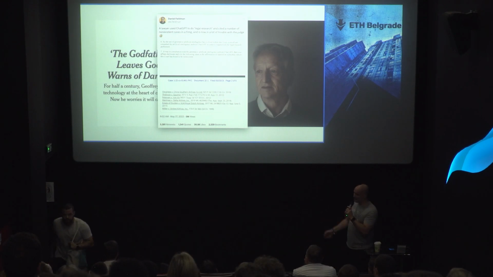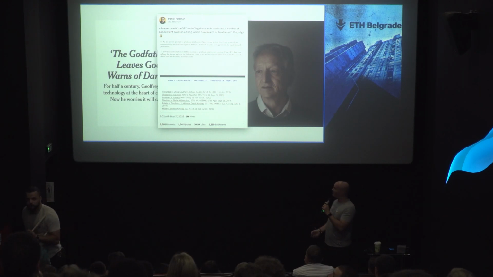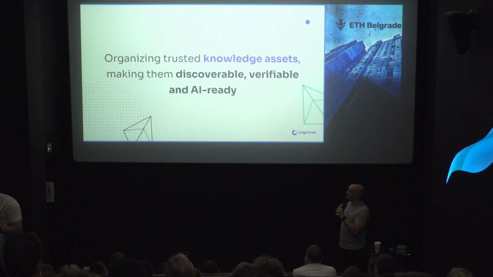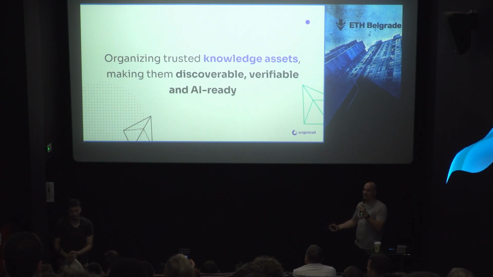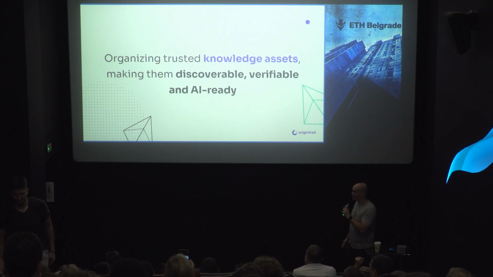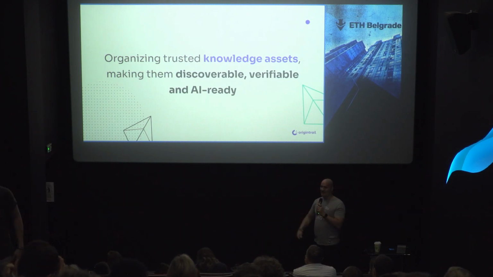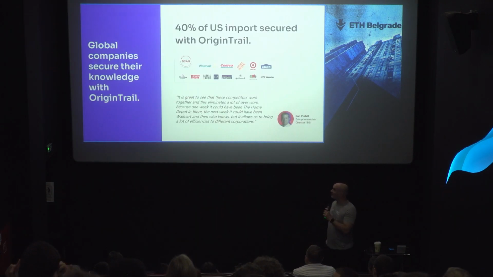So basically what we're trying to tackle is the problem of misinformation. The mission statement of OriginTrail is really to organize trusted knowledge, or what we call knowledge assets, and to make them discoverable, verifiable, and AI ready. And that means what I'll show you in a bit. So just a little bit about us. I won't go too deep.